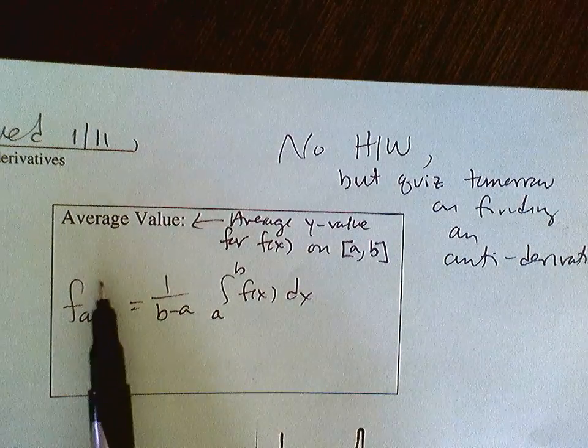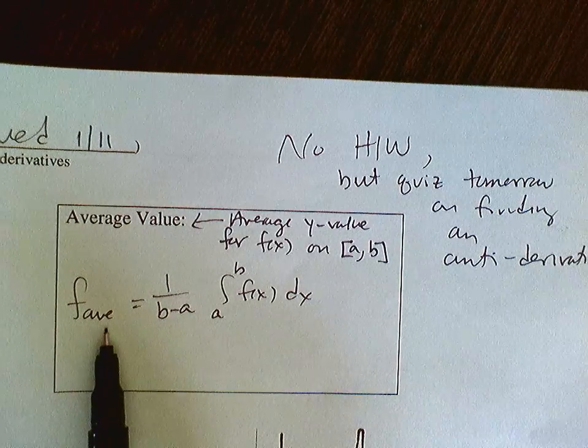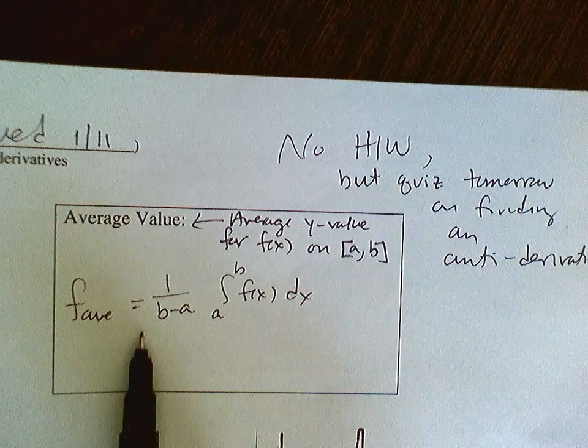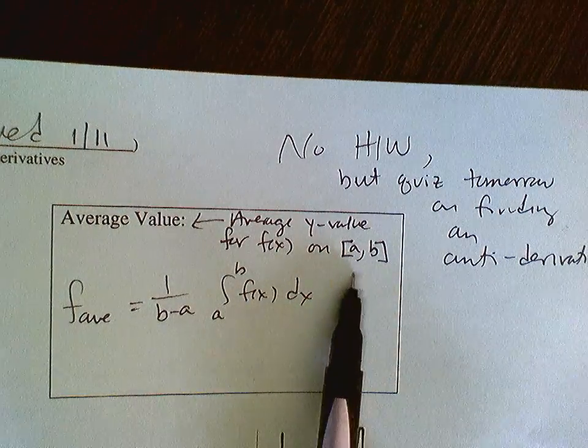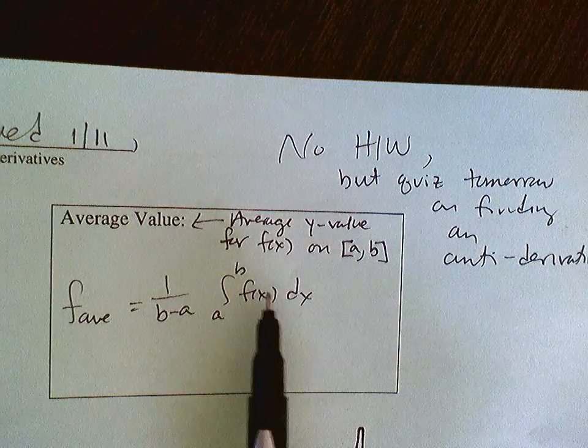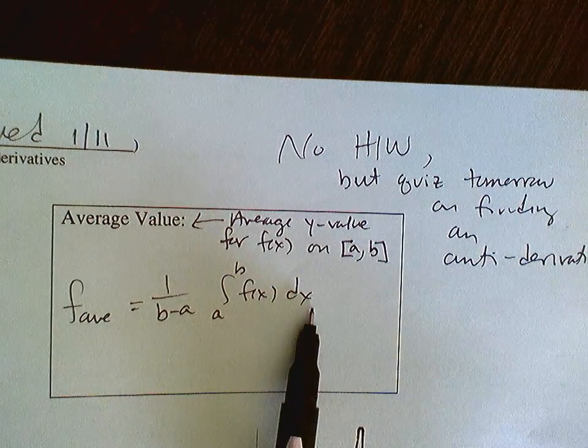So f, and then this just stands for average. So the average value of f is equal to 1 over b minus a. That's 1 over the length of the interval, because the interval's from a to b. And then the integral from a to b of f of x dx.